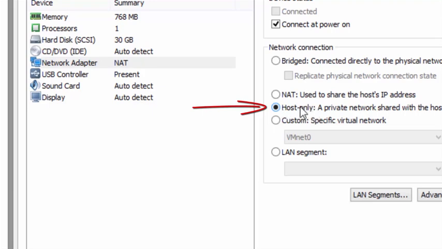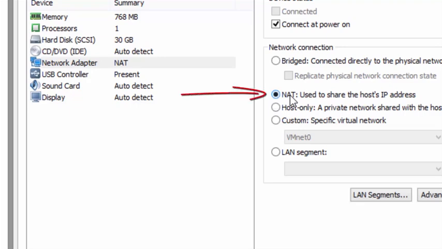So here in host only, that means that Kali, the guest image, can communicate with other virtual machines and also with the host operating system, in this case Windows, but cannot be reached by the network or internet.